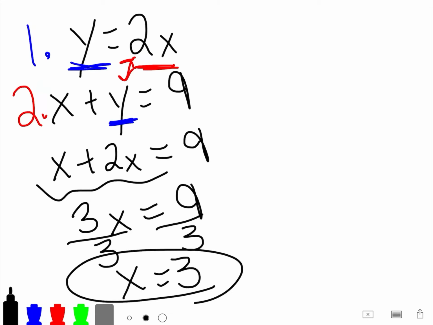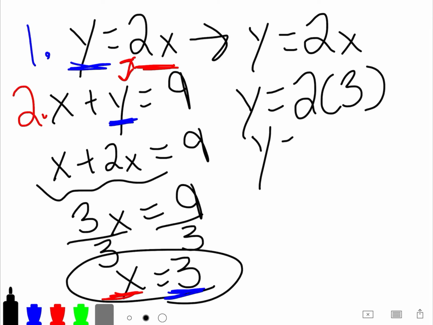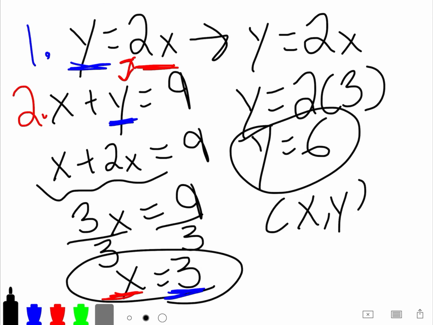I'm not done just yet because we still have to find y. Luckily, I'm just going to move this equation over. It's the same thing. Y equals 2x. So instead of x this time, what does x equal? X equals 3. So it's going to be y equals 2 times 3, y equals 6. So it's x comma y is how you write it. So it's going to be 3 comma 6 for our answer.